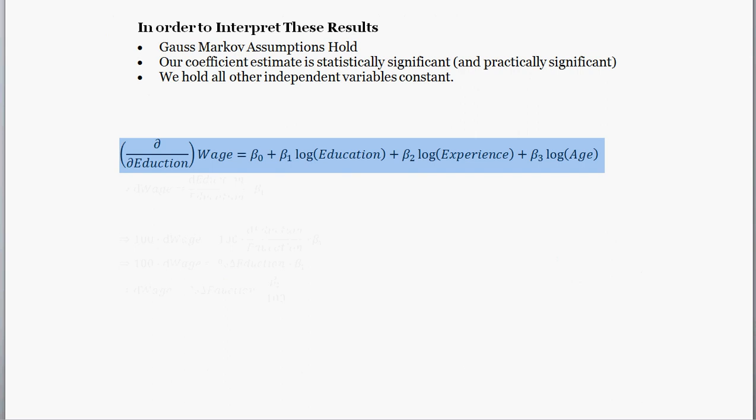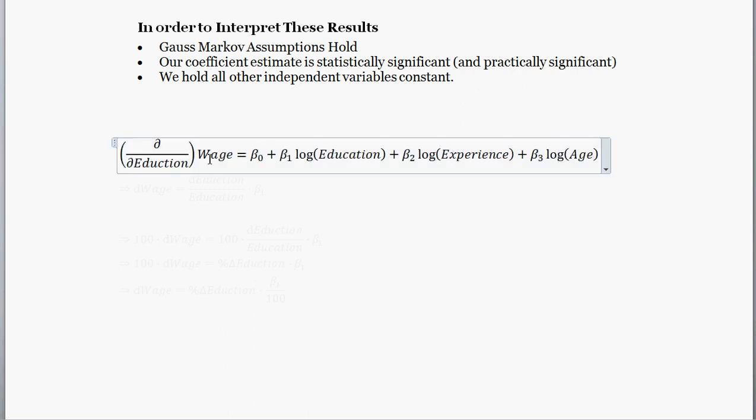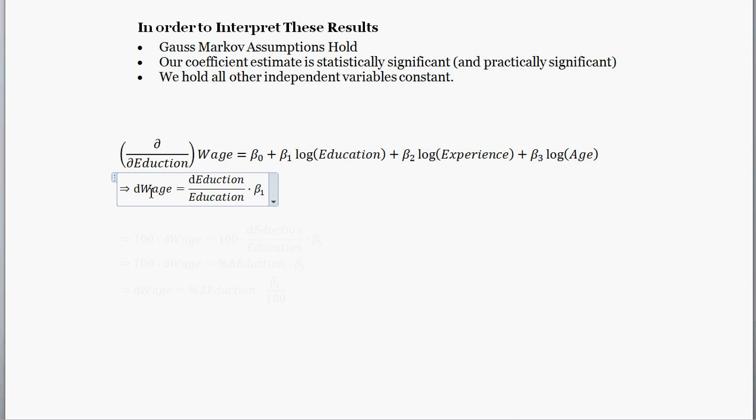To do this correctly, let's take the derivative of our model with respect to education. That's what we're doing here. You can see we have the first derivative of wage with respect to education. When we take the first derivative, what do we get? We get d wage, the change in wage, is equal to, remember when you take the derivative of a log, you get the partial of that variable times 1 over that variable. So if you had log x and you take the derivative of log x, that's going to be dx over x. So we get this term when we take the derivative of log education, and then beta 1 is in front, so it's times beta 1.